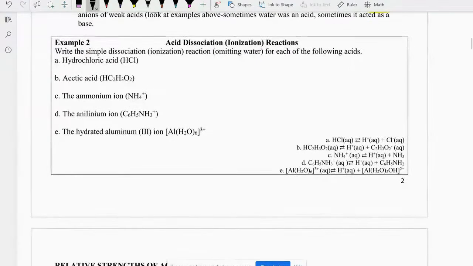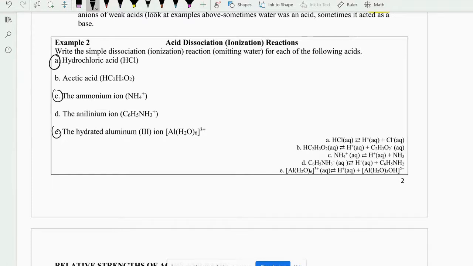Example 2 is going to ask us to simply write the dissociation or the ionization reactions for, it looks like a couple of different acids here. Now, it's asking us to leave water out, so omit water. It is important to know that each of these reactions are occurring in water, but we're going to leave water out. And so what we're going to do here is let's just do a couple of them. I'll do A, C, and E, and then you can do the others on your own. One more time, I'll encourage you to pause the video and try it yourself before watching me.